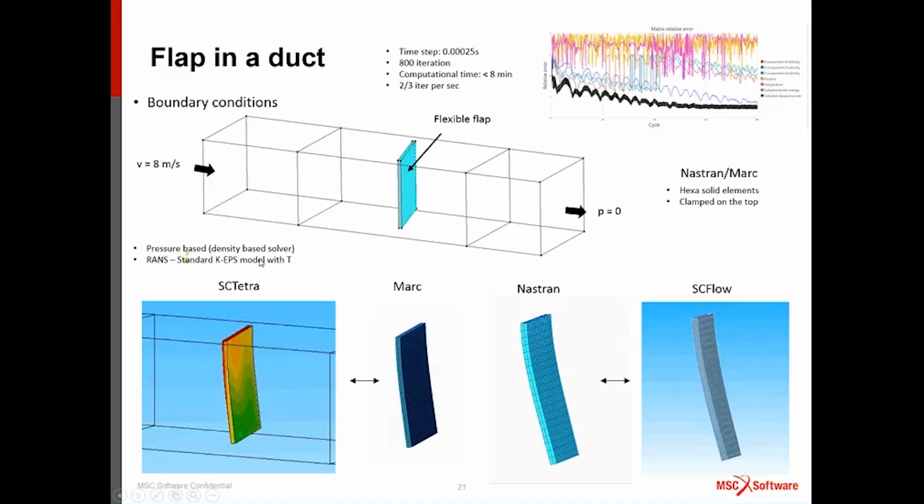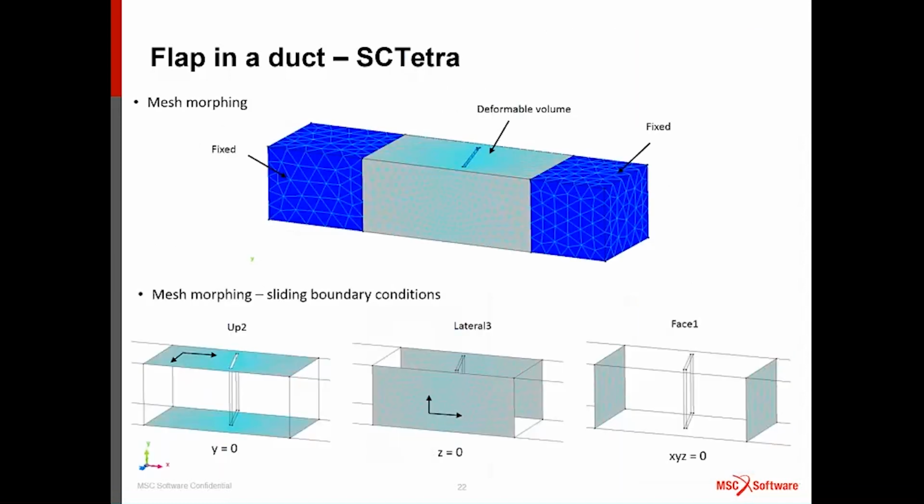Runs have been used for this simulation, and the time step is fixed for both at 0.0025 seconds. We have performed 800 iterations, and it takes something like 8 minutes. So that is 2-3 coupling iterations per second. It's really fast.